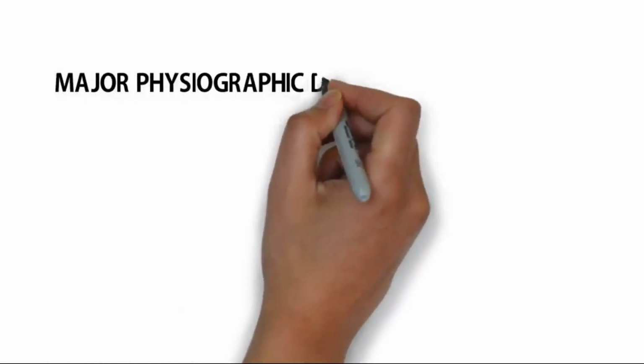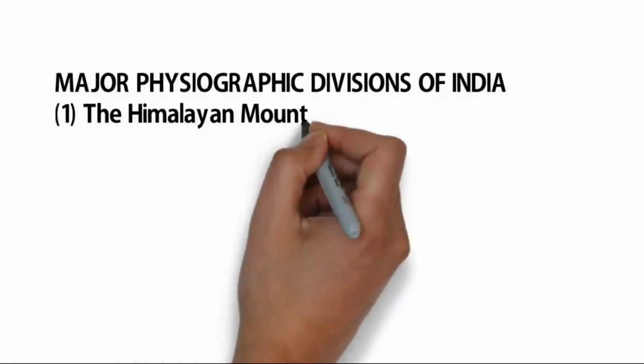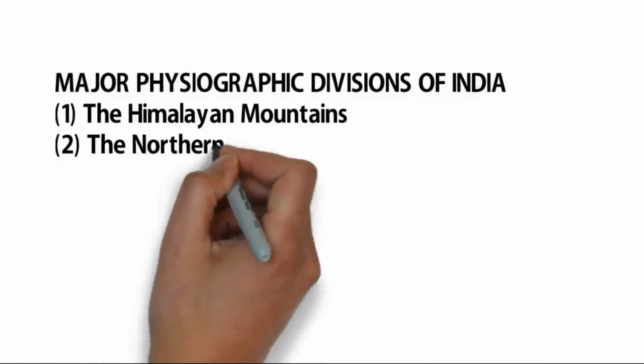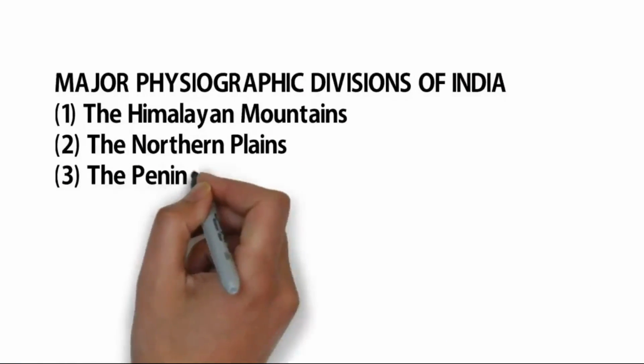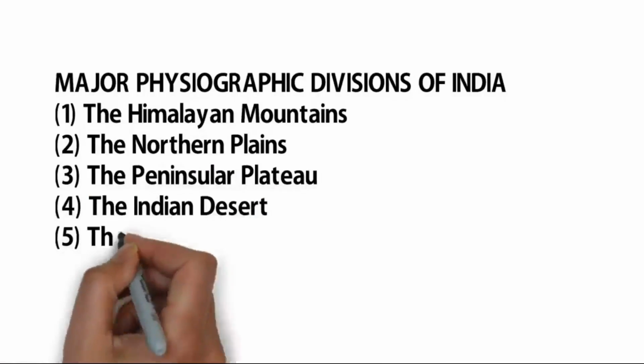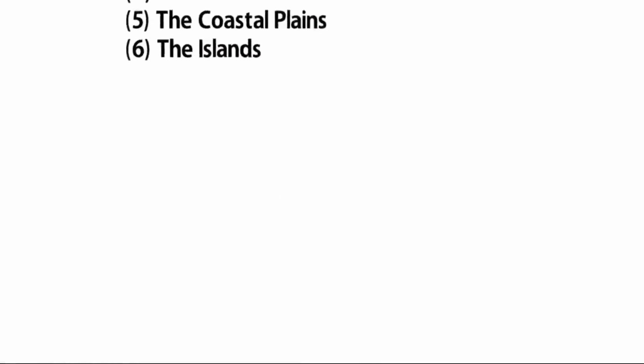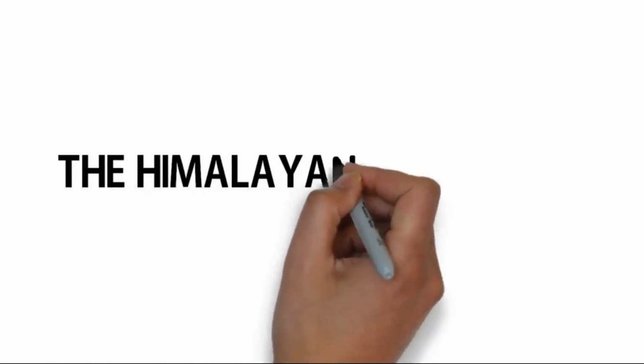Major physiographic divisions. 1. The Himalayan mountains. 2. The northern plains. 3. The peninsular plateau. 4. The Indian desert. 5. The coastal plains. 6. The islands. The Himalayan mountains.